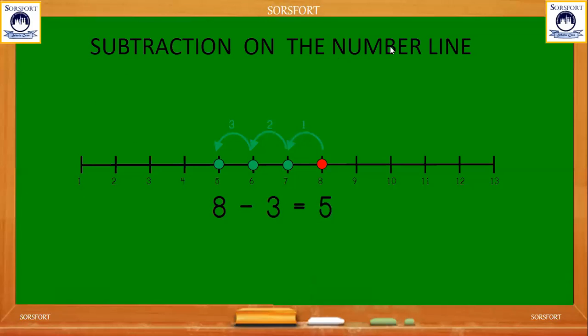Now subtraction on the number line. See, 8 minus, this is the subtraction sign. 8 minus 3. In 8, how many do we have to subtract? 3. 8 minus 3, 5. See, 8 to 7 one time, 7 to 6 two times, 6 to 5 three times. In 8, how many times do we have to subtract? 3 times. 8 minus 3, 5.